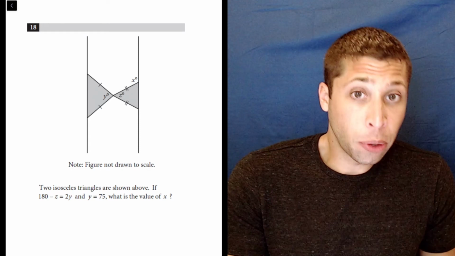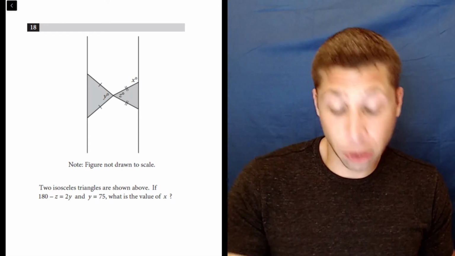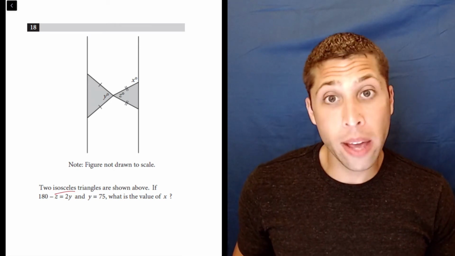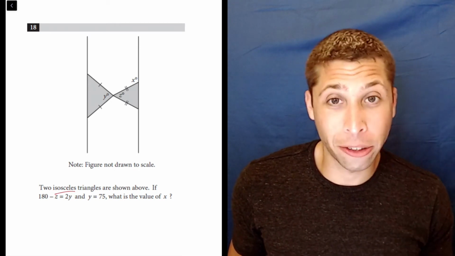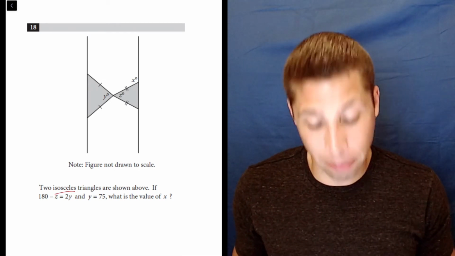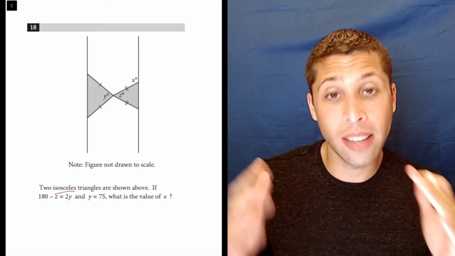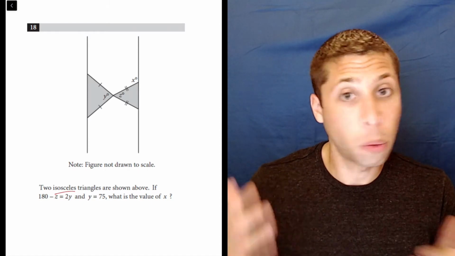This is a geometry question. We have a picture and some geometry terms, things like isosceles. We can get away with not really knowing them because the picture does us a favor and tells us what it means. An isosceles triangle has two equal sides opposite two equal angles.